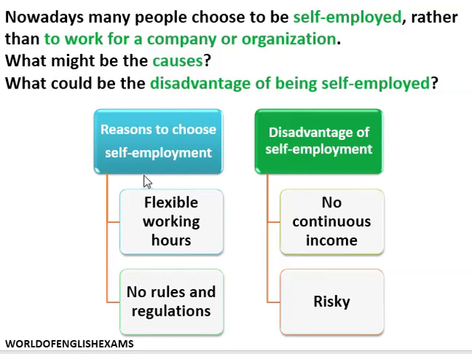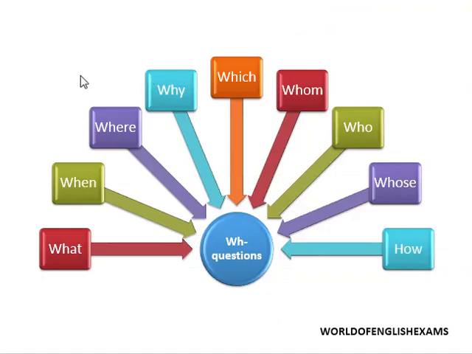So why do people want to opt for self-employment? Because it offers them flexible working hours. So I don't need to be worried about time. Then where can I work? Yes, here also you can get an idea. So where can you work? You can work from your home itself. You don't need an office setup. So that is also one of the reasons why people choose to be self-employed.